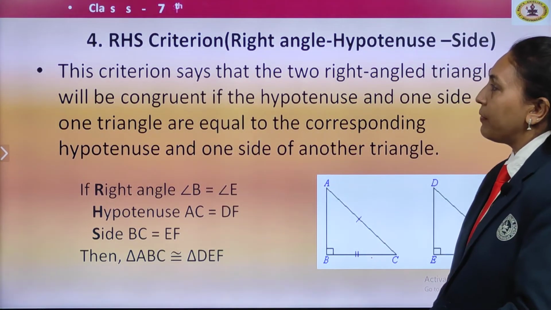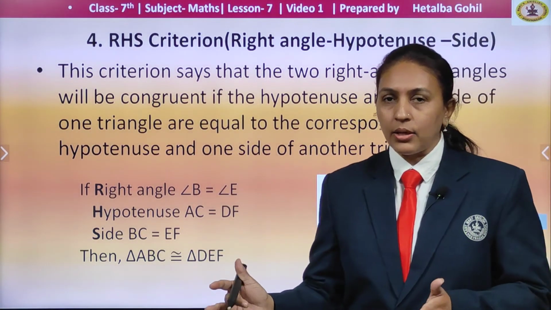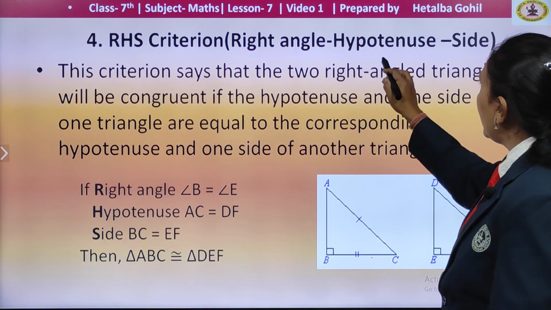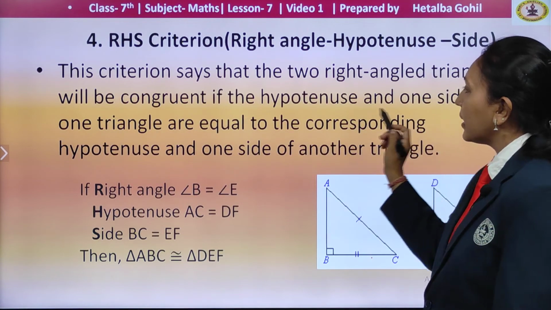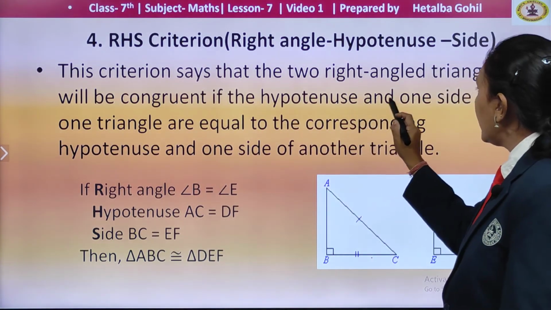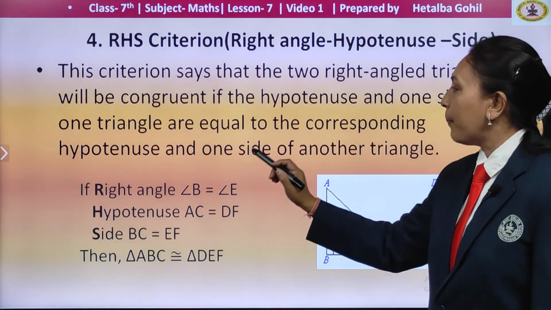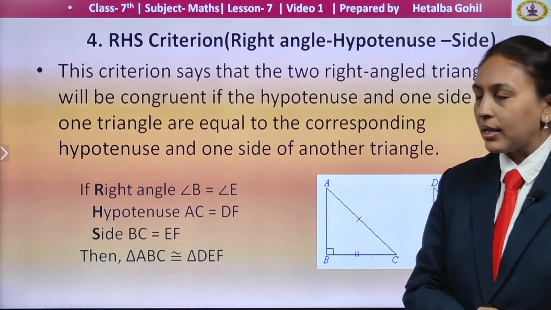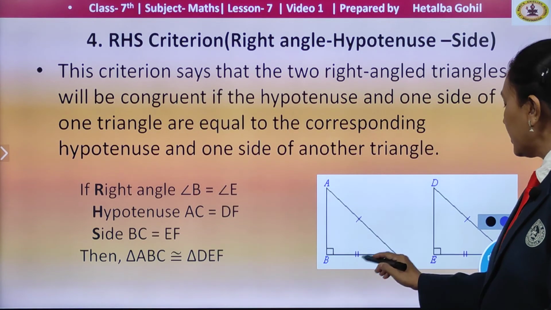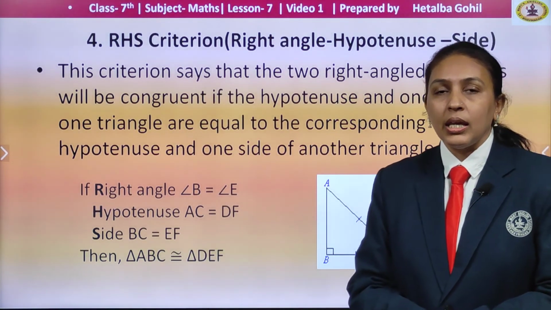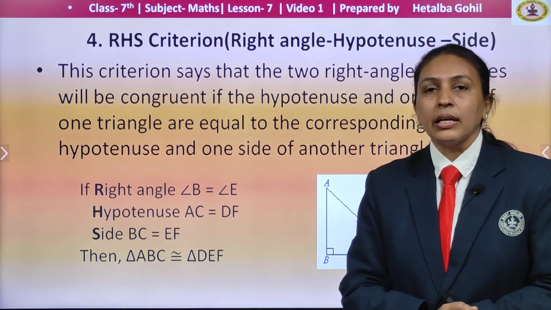And the next criteria we have is RHS criteria, that is here RHS not right hand side children, okay. It is right angle, hypotenuse and side. This criteria says that two right angle triangles will be congruent if the hypotenuse and one side of one triangle are equal to the corresponding hypotenuse and one side of another triangle. So here the condition we should have is, in right angle triangle, hypotenuse and one of the sides should be equal. Then the particular triangles are congruent by RHS criterion here.